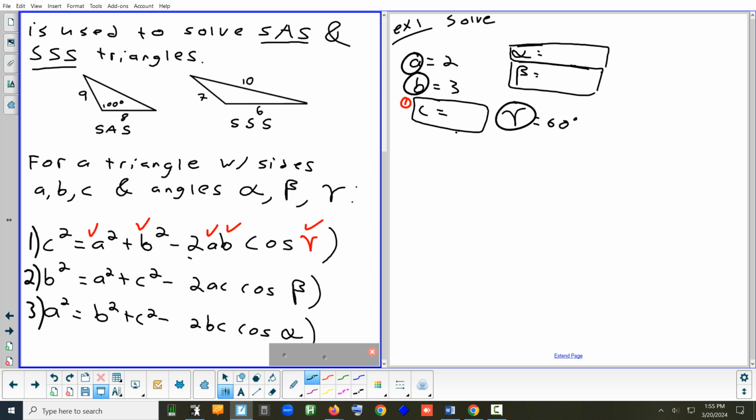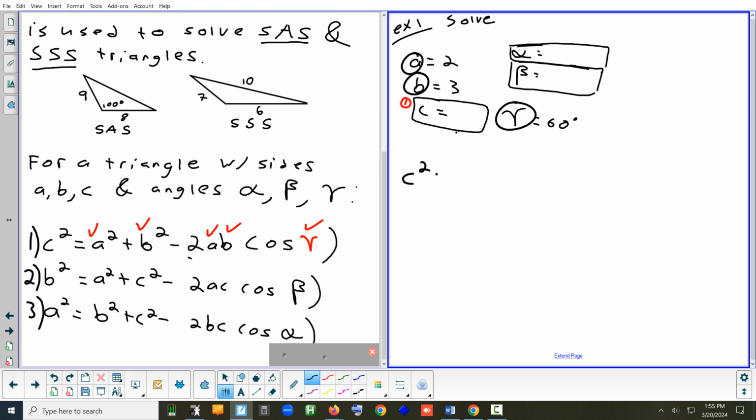Okay, so let's fill that in. C we don't know, and that's on the left. So C squared. Next thing is A squared. What's A squared? 4. And B squared? 9. Minus 2 times A times B. Well, what's 2 times A? 4. And what's 4 times B? 12. 12 cosine gamma. Gamma is 60.